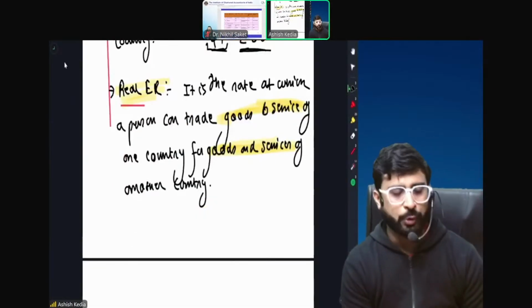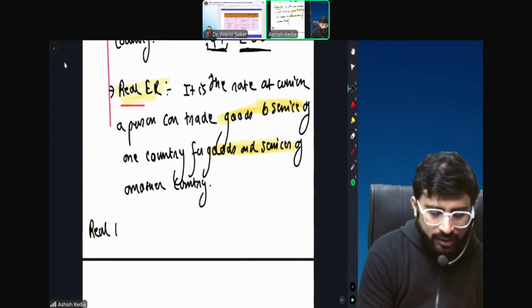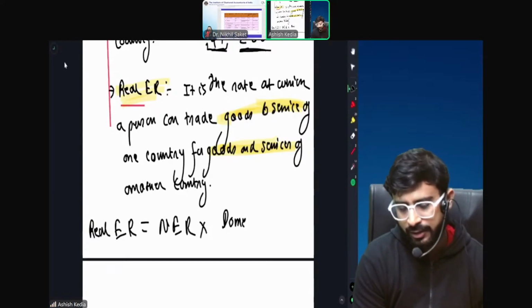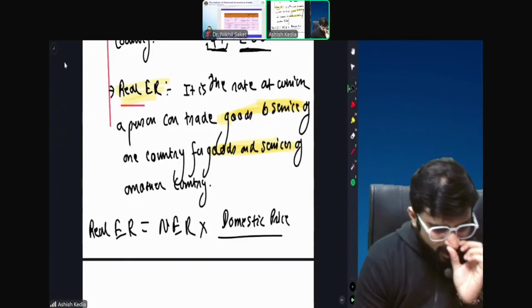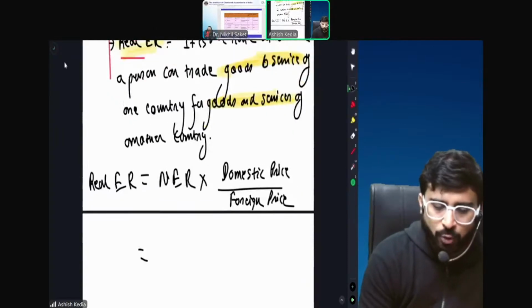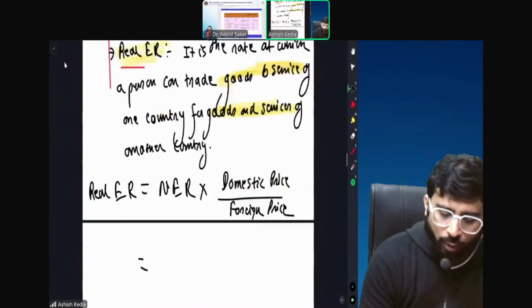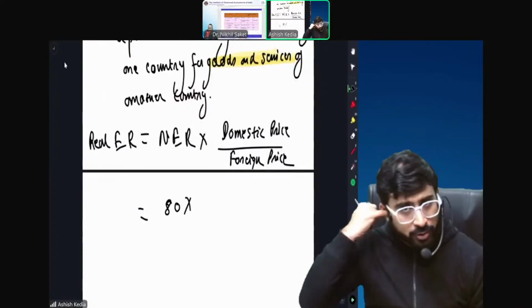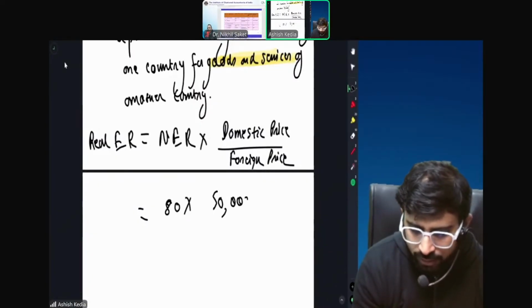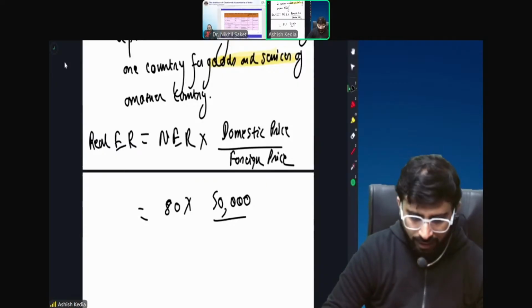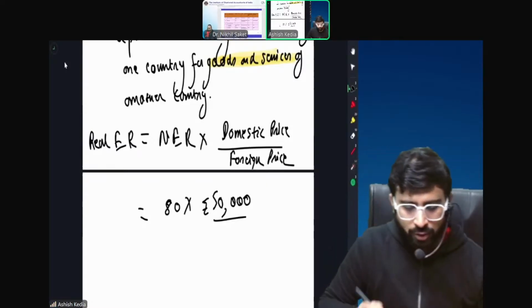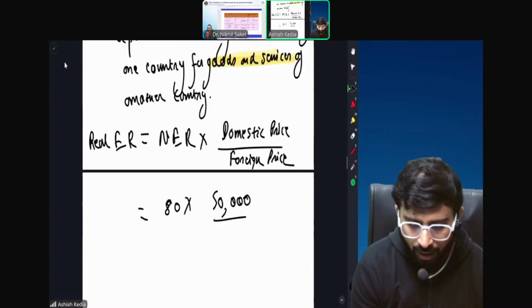Sir, but how is real exchange rate computed? Good question. Here is the answer. Real exchange rate is the nominal exchange rate, that is the exchange rate prevailing in the market, multiplied by the domestic price of the commodity, divided by the foreign price of the commodity. To give you an example, suppose the exchange rate is $1 is rupees 80. Now, suppose I wanted to buy a phone. A phone is costing me in India rupees 50,000. The same phone is costing in America, let's say, around $100.